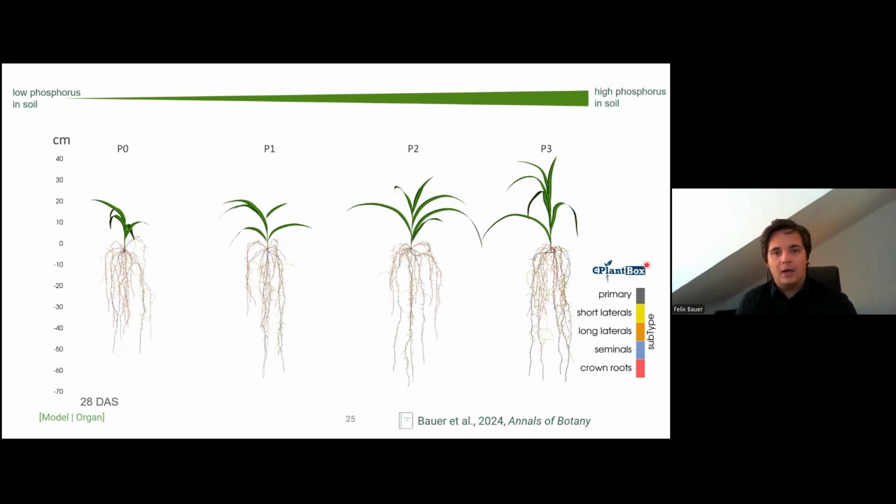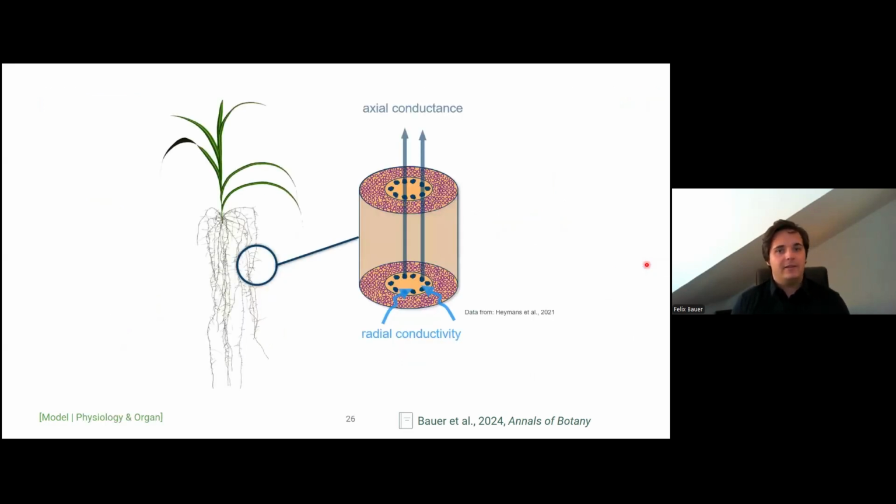And we wanted to know how the water uptake capacity, namely the root system conductance of the maize plant, was changing. So we added hydraulic parameters to this simulation. We combined the architectural models with anatomical root data to parameterize the CPlantBox model to enable, besides the dynamic growth, also dynamic root system conductance calculations under the different phosphorus supply regimes. We had axial conductance values and radial conductivity values from another study of Heymans et al. from 2021 from the University of Louvain, who did this for the same maize genotype for the same time frame.